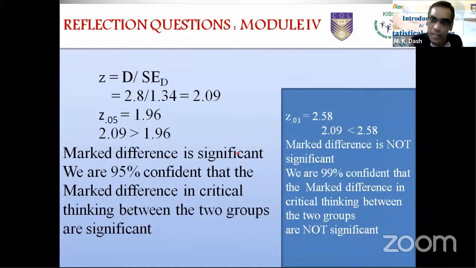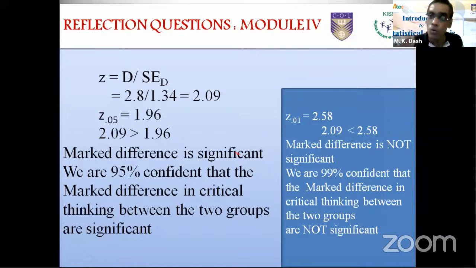If you are ready to take a risk of 5%, go ahead with a 95% level of confidence. If you cannot sustain such a high risk, 5% is a big amount, big risk, you can increase the precision, you can increase the level of accuracy by taking the level of significance at 0.01, where the critical value is 2.58. Here you are only taking a risk of 1%.